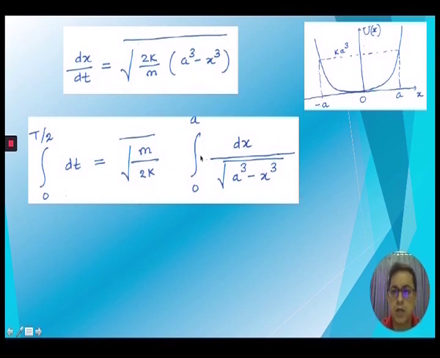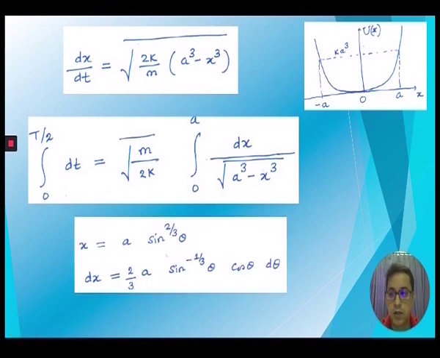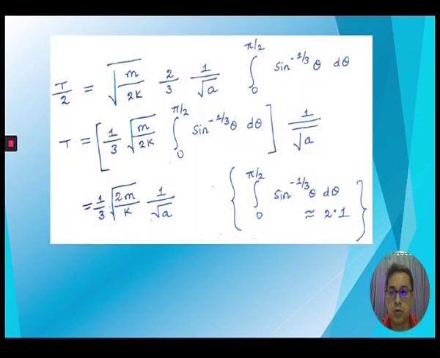This can be done easily. No, not that easily, but you will see. You just take x equal to a sine to the power 2/3 theta here, and if you put all these things in, I think it's this expression you are going to get, and ultimately you will be left with this expression.